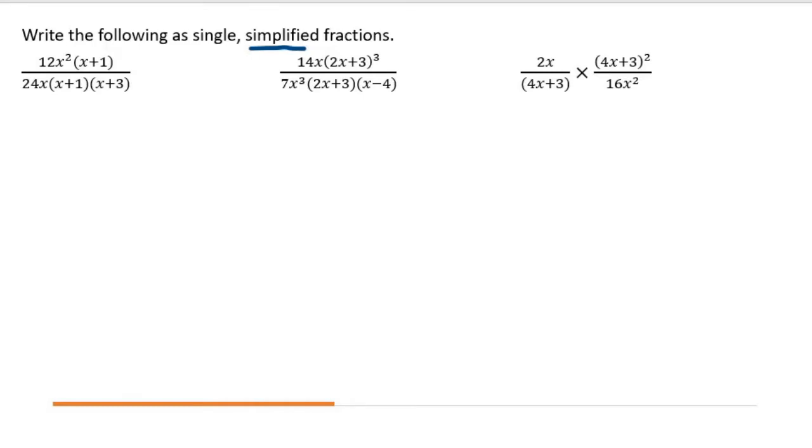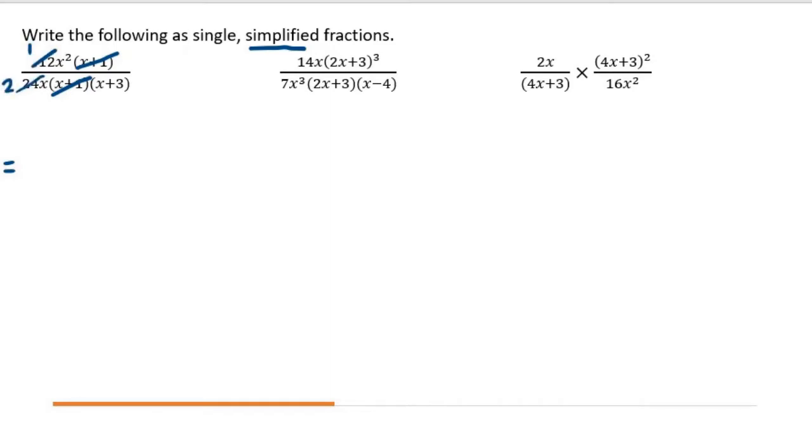For this first example, we can look at each piece separately. We can look at the numbers separately from the single x's, separately from any of the brackets. I think the one that stands out to most people here is that there's an x plus 1 in the numerator and in the denominator. So those simplify. Both top and bottom can be divided by x plus 1. And then maybe the numbers stand out to you next. 12 over 24. Well, both are divisible by 12. 12 divided by 12 is 1. 24 divided by 12 is 2.